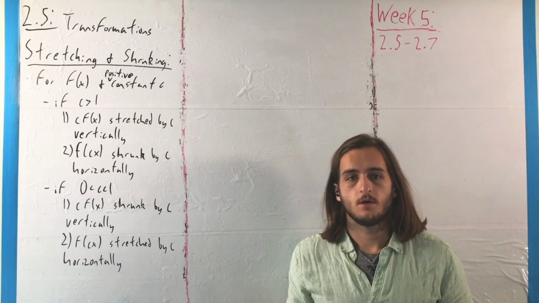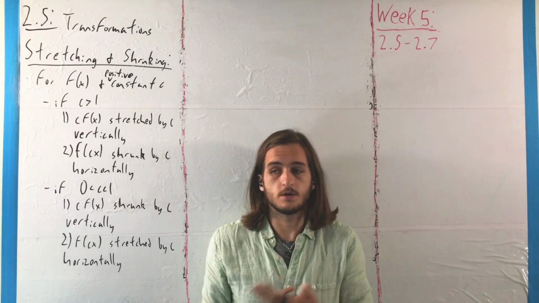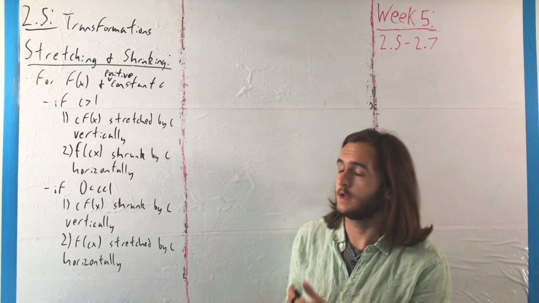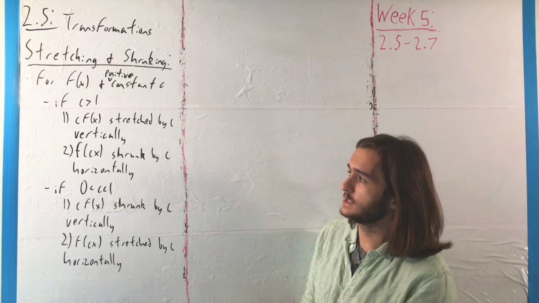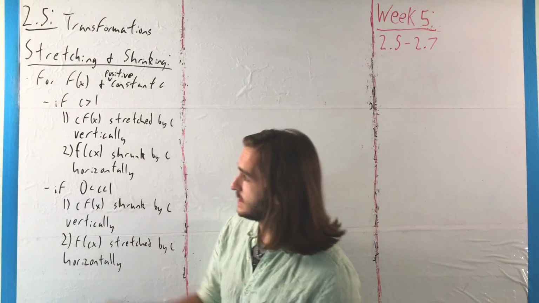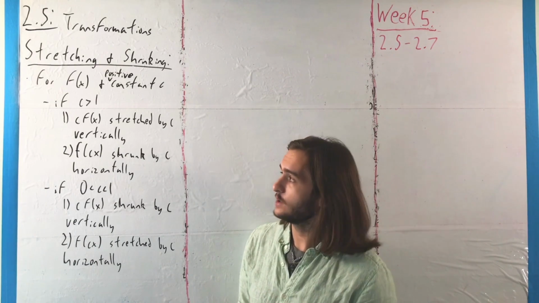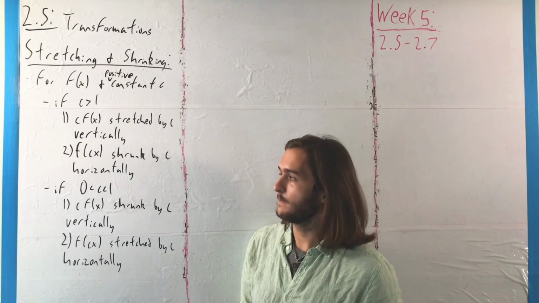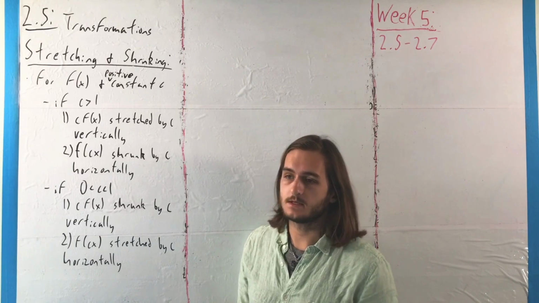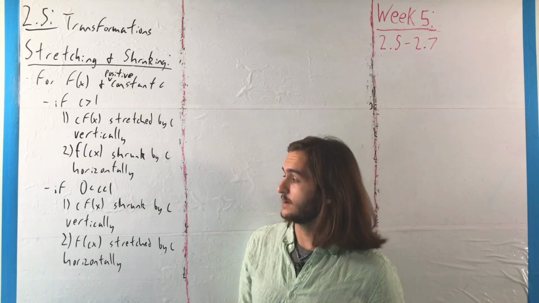So for the horizontal and vertical stretching and shrinking, we start from some generic known function f of x and talk about a constant positive factor c. If c is greater than 1 and it is on the outside, we have c f of x, then our function will be stretched vertically by that factor c. If we have c on the inside, f of cx, then it is shrunk horizontally by that factor c.